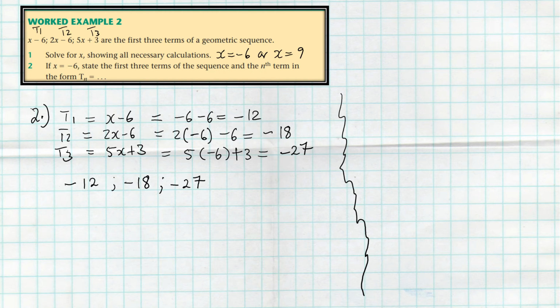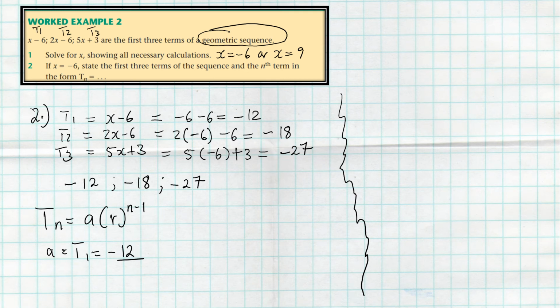Okay, they said also we have to determine the nth term in the form of Tn equals. So this is a geometric sequence. Don't forget, this is a geometric sequence. So what is the nth term of a geometric sequence? It is a times r to the power n minus 1. So our a is our first term, which equals minus 12. Our r, we get it by saying the following term divided by the previous term. This must be the same as the other following term divided by the previous term. So what is our term 2? It's minus 18 divided by term 1, minus 12.